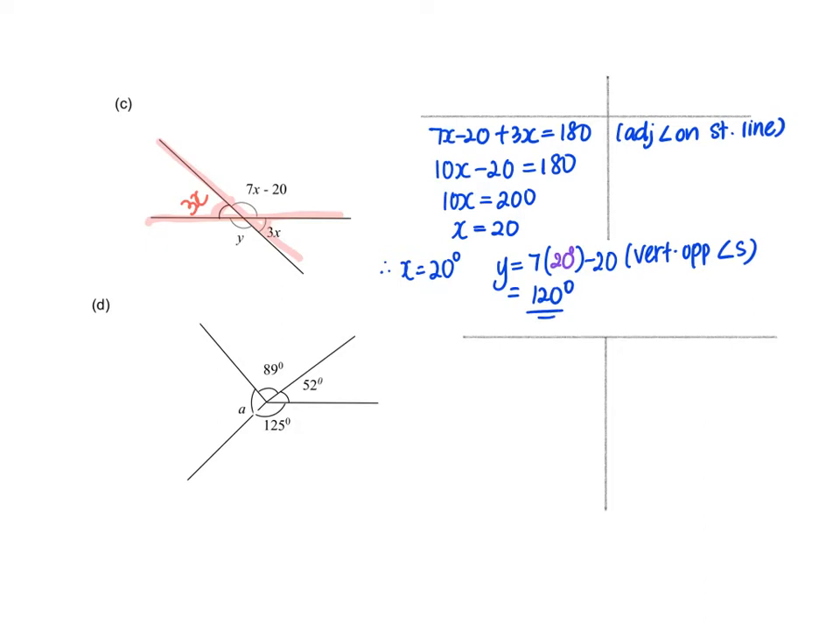Answer. Okay, now let's do the last question. How do I find angle A? Well, this is quite simple and straightforward. Everything adds up to 360 degrees. So that will be angles at a point. So that will be A plus 125, 52, 89 equals 360. This is called angles at a point. And then A will equal 360, subtract away all the other values, so A will be 94 degrees.